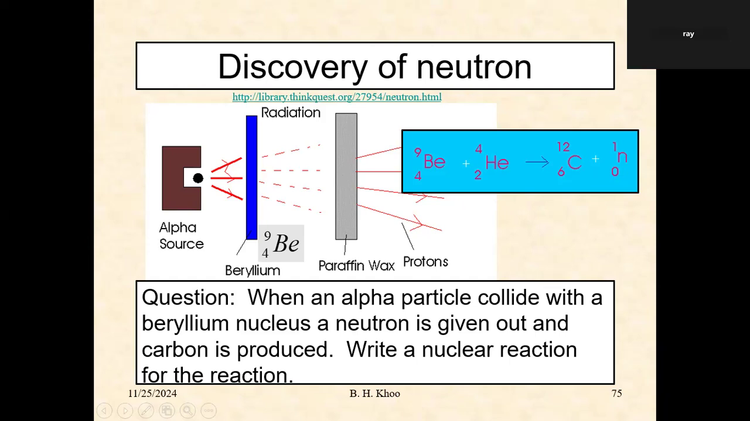This is the experiment for how to detect neutrons: you pass them through paraffin wax.